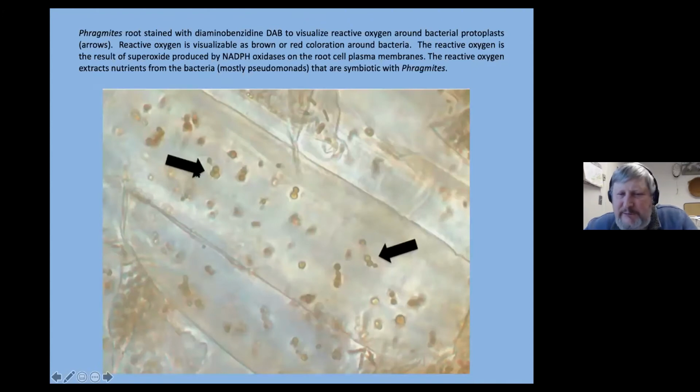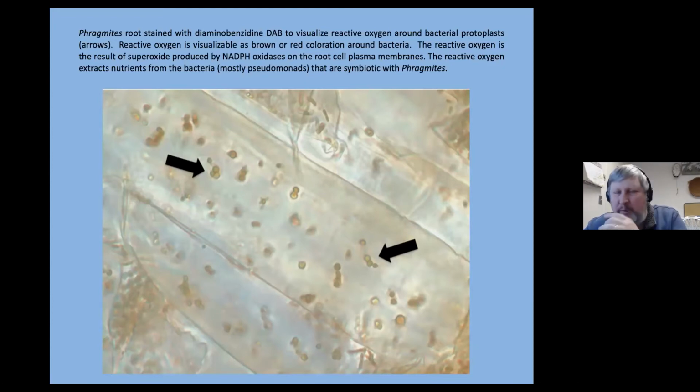Okay, this actually shows, again, the Phragmites plant. This is a root cell, an epidermal root cell. And you can see where these black arrows are, and all around these other areas, these little spherical brown structures, those are the microbes that are inside these root cells. And these microbes are, at this point, naked protoplasts. These were actually pseudomonads when we first put them on the plant, and they were rods.